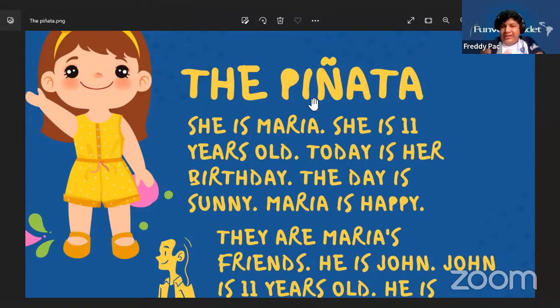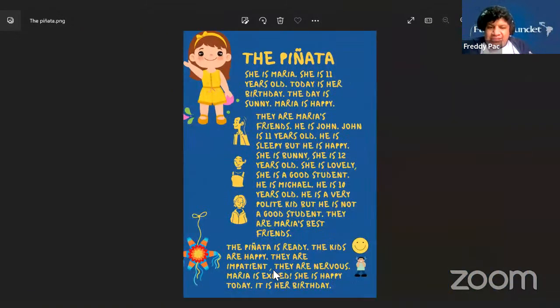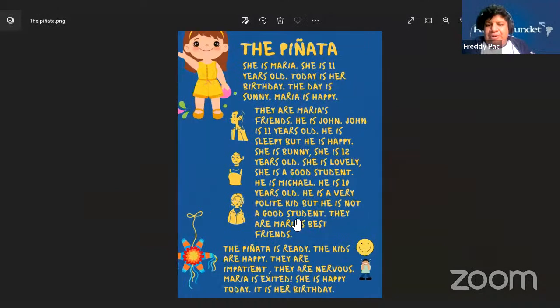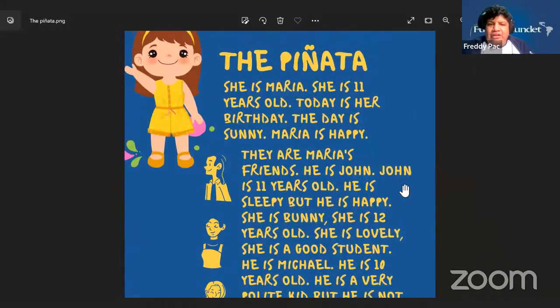But if you read this with me, guys, you will find out that in here, we are using just the verb to be. Why is the verb to be very special? Because the verb to be is giving us a lot of information. Look, all of this is only verb to be in present, okay? So let's read. For example, she is Maria. She is 11 years old. Today is her birthday. The day is sunny. Maria is happy. You see how much information I am having only by using the verb to be? Yeah?